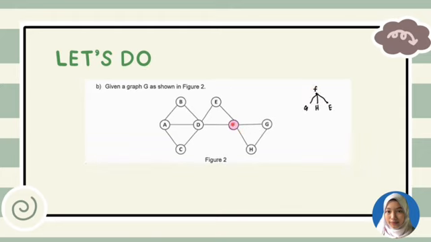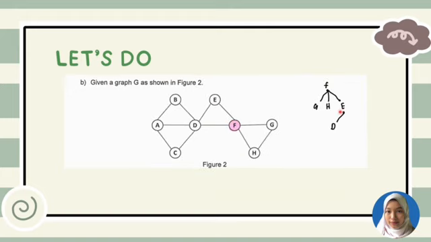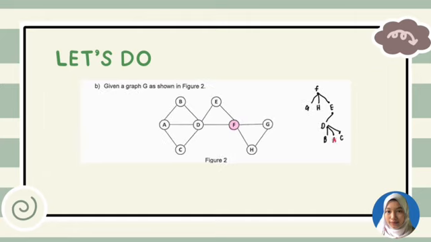So this is correct. And then E can be connected to D. This is also correct. And D can be connected to B, D can be connected to A, and D can be connected to C. This is also correct. Also, the height of this tree is 2. That fulfills the requirement of the question, so this is the correct way to draw the tree.